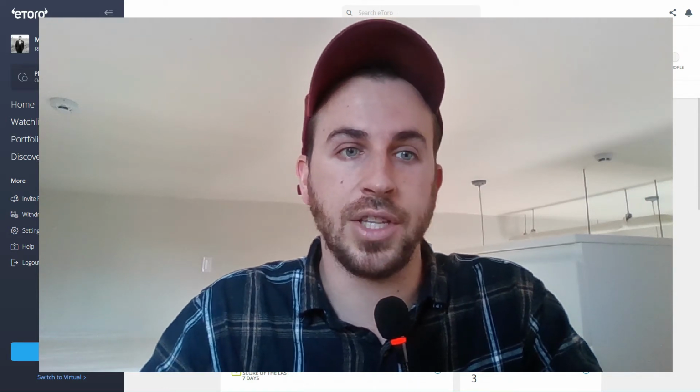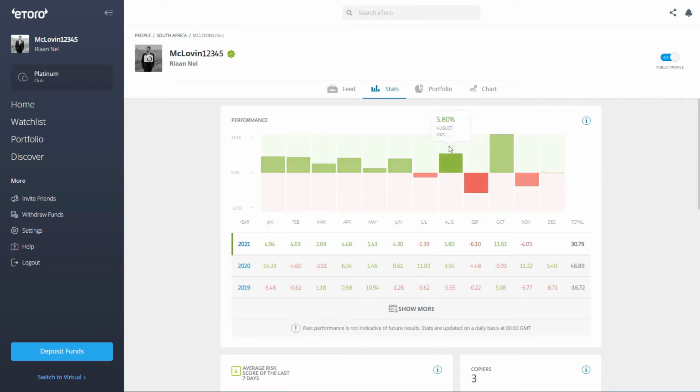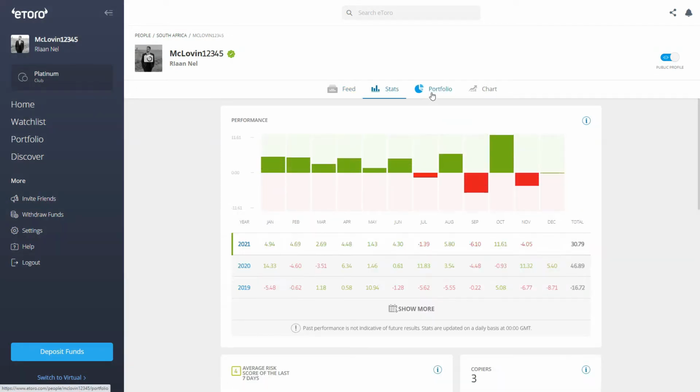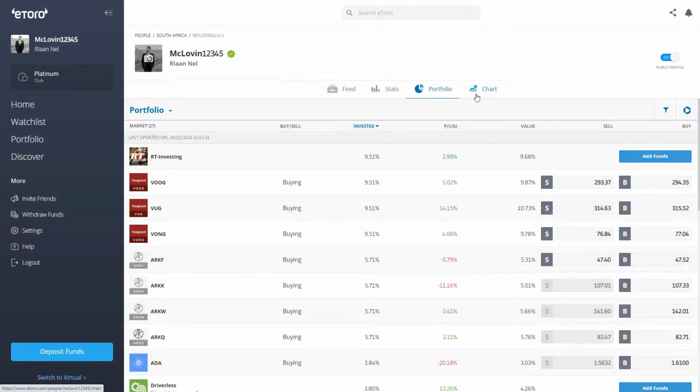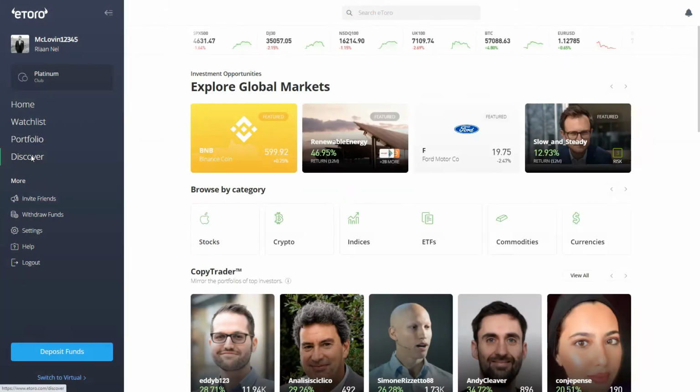All right, so let's get right into it. If you log into your own account and click on your account, you will land by default on your feed. You can see your stats, your portfolio, and also your chart. This is mine, obviously, but to get to where you discover new people to trade, you click on the discover link on the left.